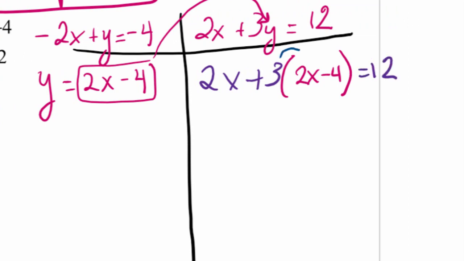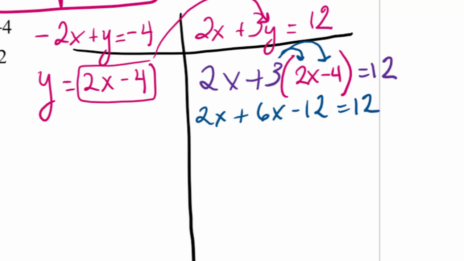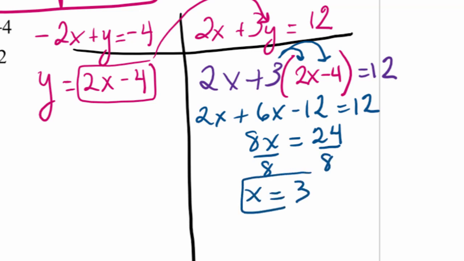Now we're going to solve for x, so we will distribute the 3. So 2x plus 6x minus 12 equals 12. And then we combine like terms here for an 8x and add the 12, so we get 8x equals 24. And then we're going to divide by 8, so x equals 3, which we're going to bring across to the left-hand side and substitute it in for the x.